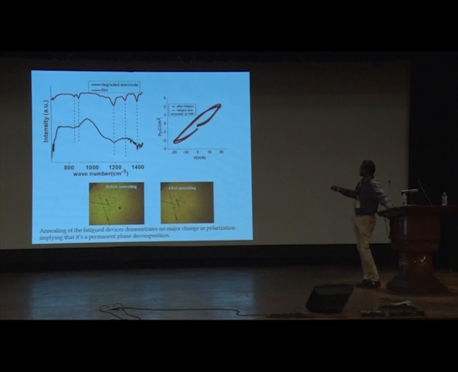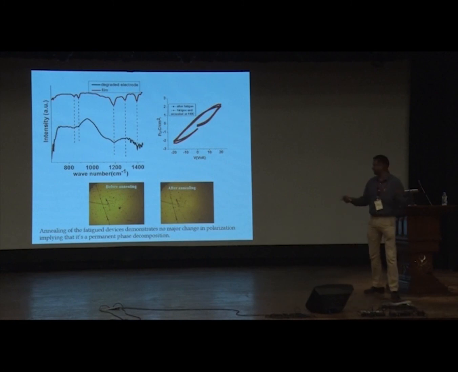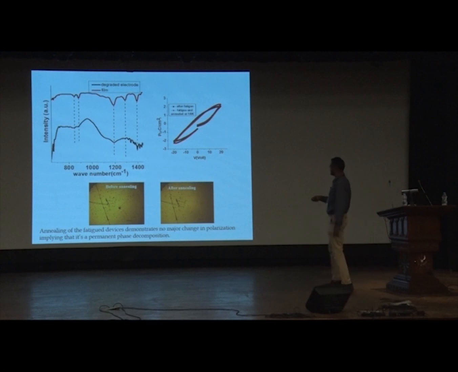So this is the degraded electrode, and this is the film. When you have a degraded electrode, these are the film FTIR peaks, and these peaks are not seen in the degraded film. And when you anneal them, there is no change. It remains virtually the same. Which means, unlike inorganic materials, the fatigue in this case is permanent in nature. It cannot be recovered. And the morphology also remains the same. You have the same edge pits before and after annealing.